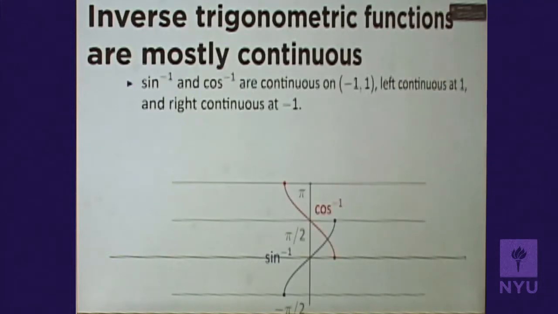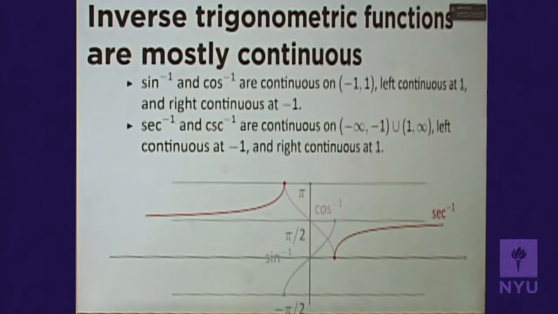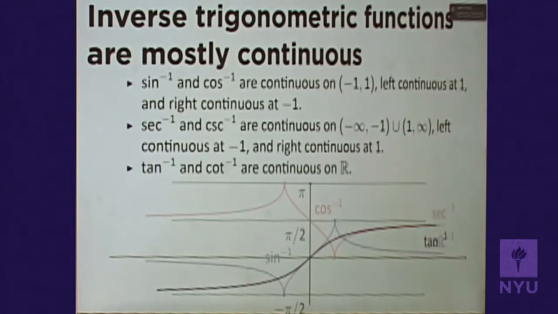So here's the graph of cosine inverse. It's basically a reflection of the graph of sine inverse. Therefore, sine inverse and cosine inverse are both continuous. Secant inverse and cosecant inverse are somewhat more complicated as functions, but in terms of their continuity, they're continuous at all of their points in their domain, and they are right continuous at the right endpoints and left continuous at the left endpoints. So those functions are all nice and continuous except at these endpoints where they are as continuous as can be. Tangent inverse and cotangent inverse are defined for all real numbers, and they are also continuous on all real numbers.